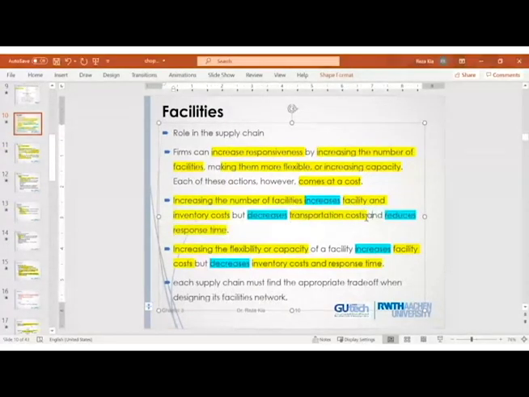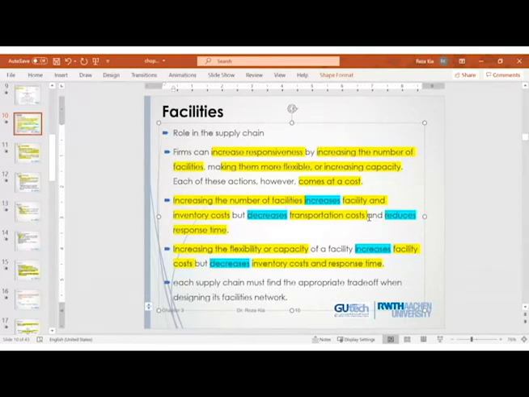Why is this happening? When you have, for example, one facility, then from that facility you need transportation to different customers. So the total travel distance will be higher. But when you have many facilities, for example many distribution centers and retailers close to the customers, then the transportation cost from those retailers and DCs to the final customer will be reduced.